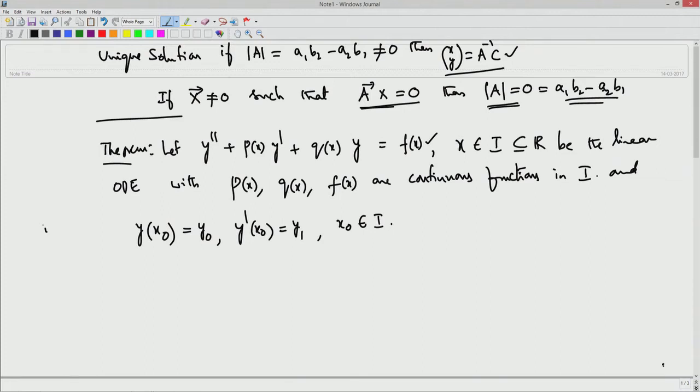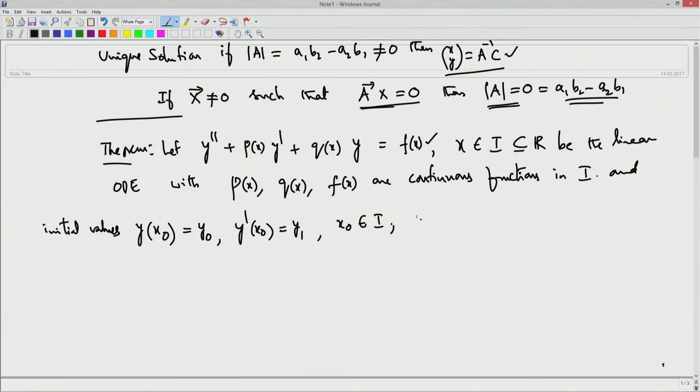You provide the initial conditions, that is y at x naught, where x naught belongs to I, is given as y naught, and y dash at x naught equals y1. So the unknown function value and its derivative are given at some point x naught. These are the initial values.